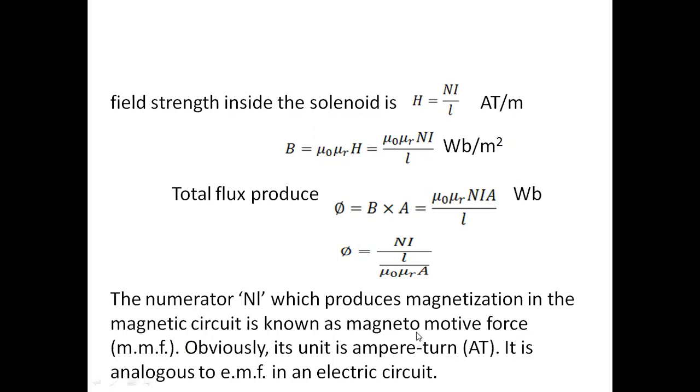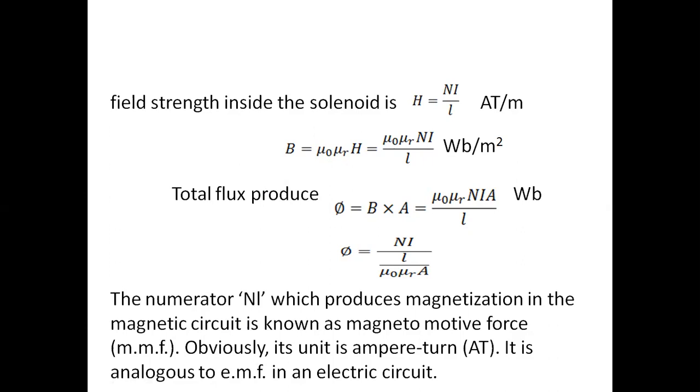Magnetomotive force: due to the magnetization, we have some force, and that is produced by N into I, the number of turns into current. That is ampere turns, where I is the current and N is the number of turns. Due to applying the current, some force develops. That force is the MMF, and it is proportional to the number of turns and the amount of current flowing through the coil.